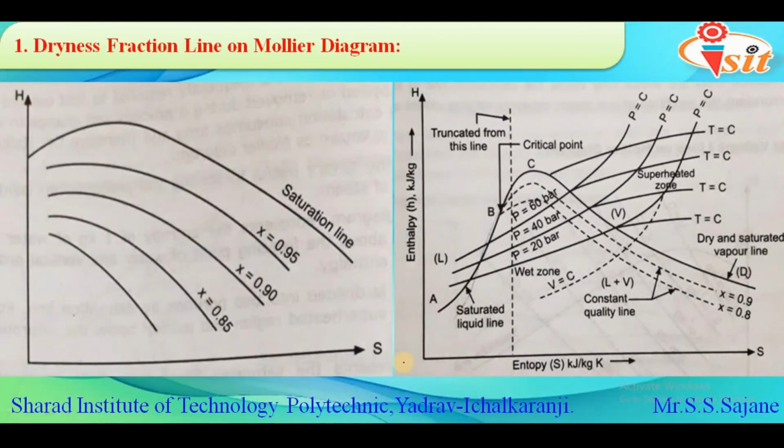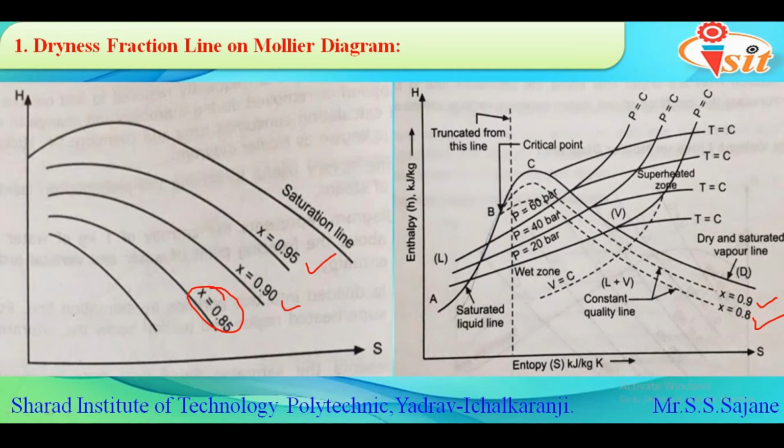So the first line that is present in this Molier diagram, we call it as dryness fraction line. So on the left hand side you can see that just below the saturation line there are several lines or several curves where we can see the different values for x. So x is equal to 0.85 or x is equal to 0.90, then again 0.95. These lines are called as dryness fraction lines. So you can see on the right hand side also how these dryness fraction lines are represented by dotted lines.